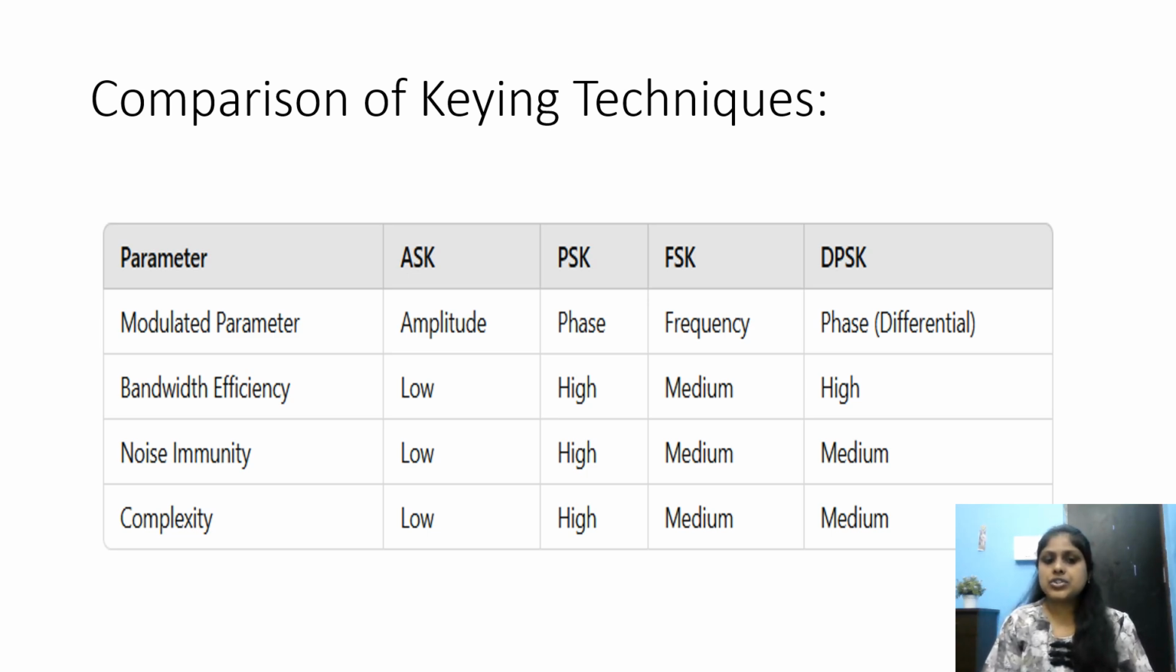Bandwidth efficiency in ASK is low, in PSK it is high, FSK bandwidth efficiency is medium, and DPSK it is high. Noise immunity: ASK it is low, PSK it is high, FSK it is medium, and DPSK it is medium. And complexity in ASK it is low, PSK it is high, FSK medium, and DPSK is medium.